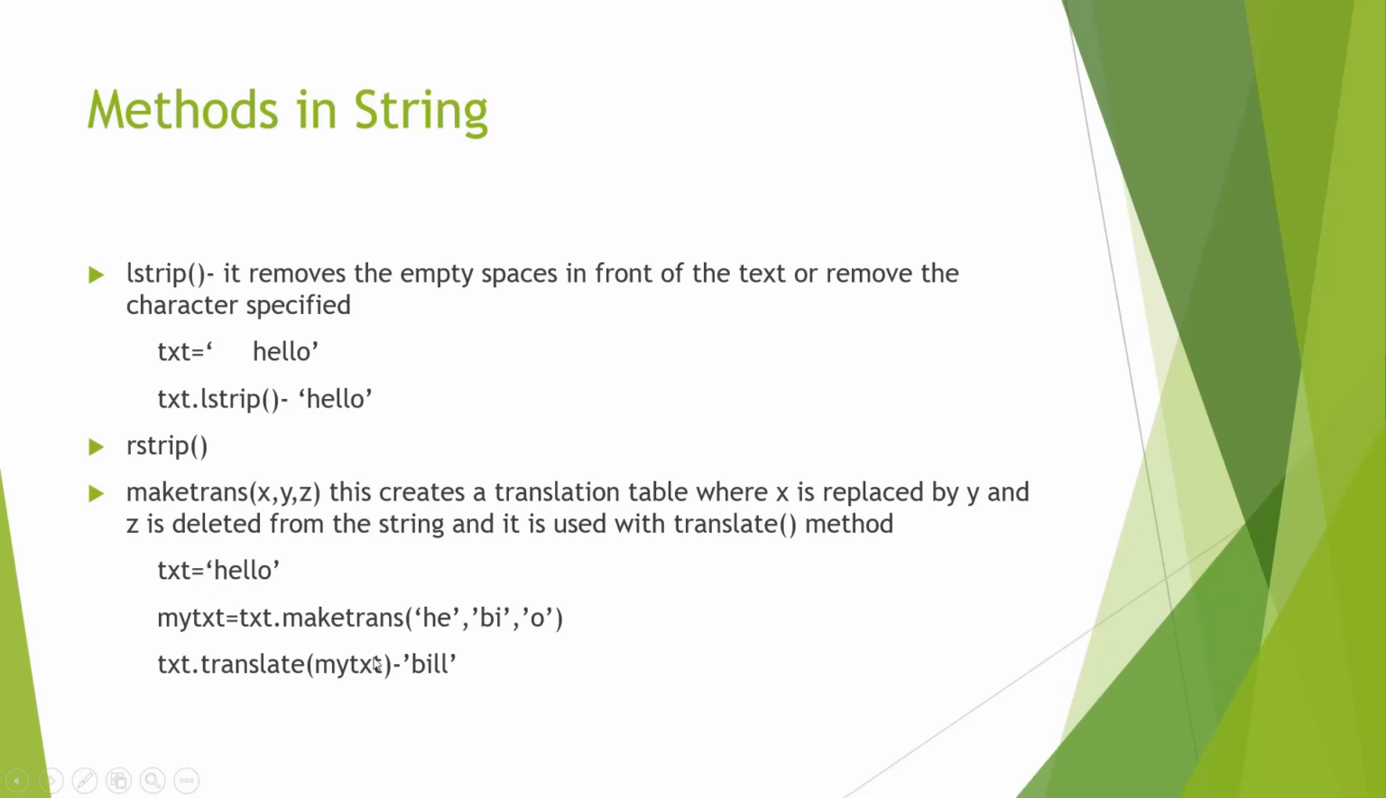It will become below. And we also provided the third parameter, which is optional. If we provide the third parameter, then that character will be deleted from this string. So from this string, h will be deleted and he will be replaced by bi, and our final string will become this bill. Okay, and this method we cannot use alone. We have to use this method with the translate method.